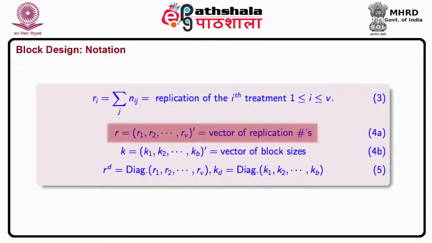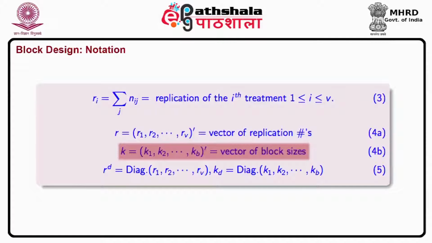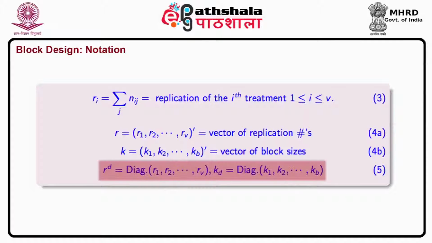Also here R is a vector of the elements R1, R2, ..., Rv, and it can also be called a vector of replication numbers, and K is the vector which contains K1, K2, ..., Kb. So it can be thought of as the vector of block sizes, and here is R^D and K^D, those are the diagonal matrices of R1, R2, ..., Rv, and K1, K2, ..., Kb. Yes, you are writing RD. Yes, D on the front and then KD. Yes, so there should be consistency of notation. It is better to put D on the top to mean diagonal.